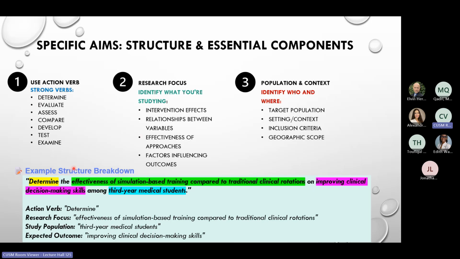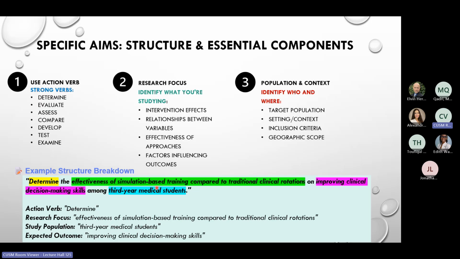You'll see in this example, I've color-coded each of these elements: the action verb, the research focus, the study population, as well as the expected outcome that's being measured. For the action verb, it's colored in yellow, research focus is colored in green, and so on. I'll read the statement, and then you can piece these items together, especially for all of you who are joining us in our virtual environment.